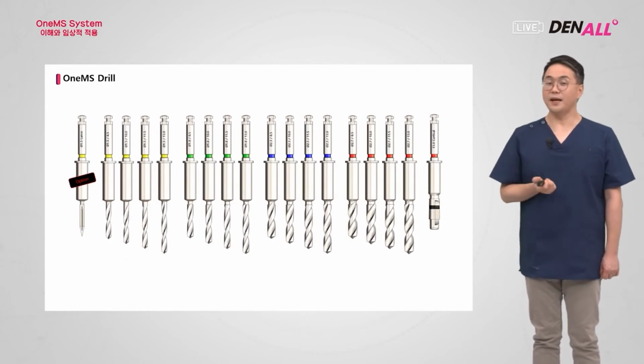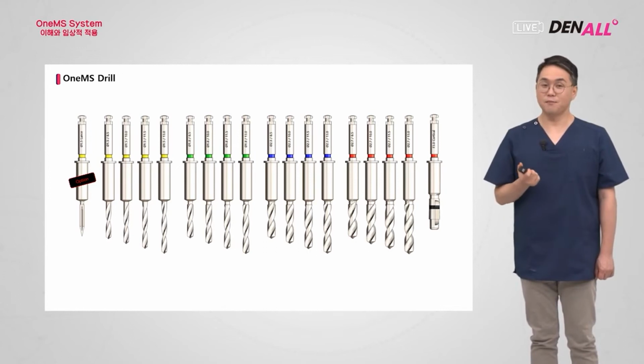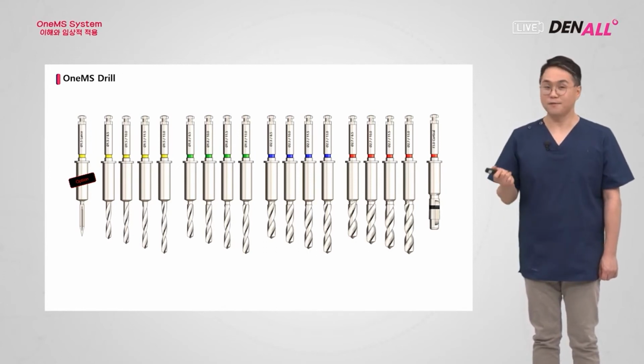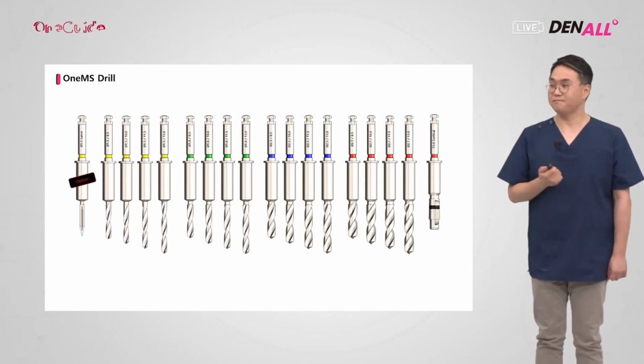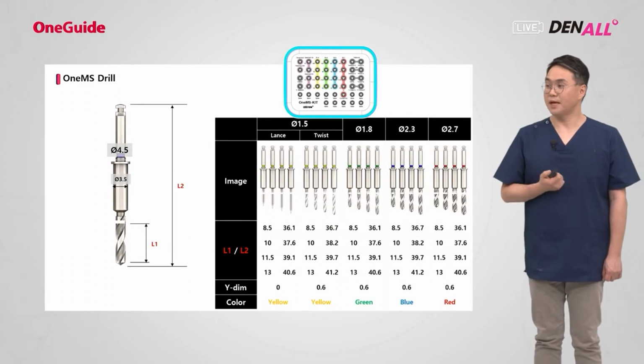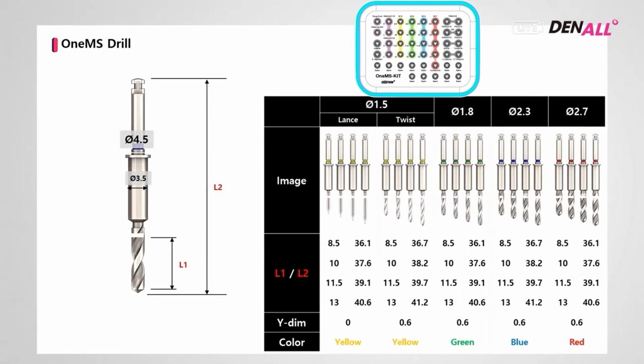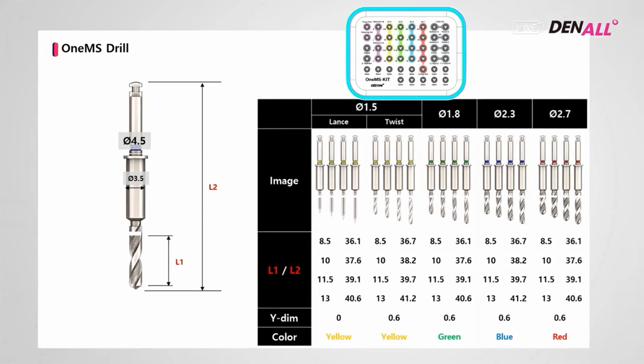And the OneMS drill, in the MS implant or two-piece type 3.0 implant, will be used as the final drill. And the MS drill looks like this. Length is 8.5 to 13 millimeters. In the OneGuide kit, the shortest was 7.0, and you have to buy extra for 6.0. But here, it's from 8.5.